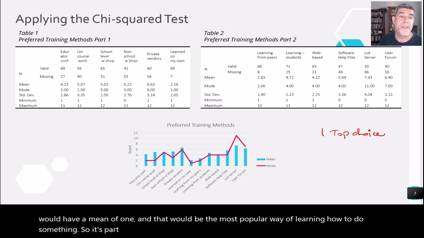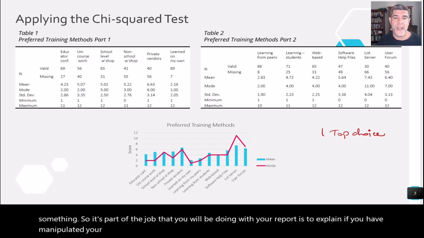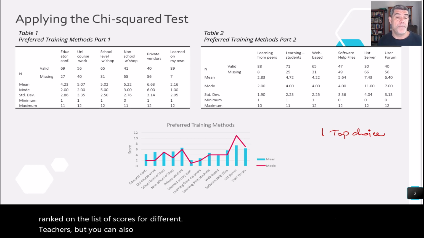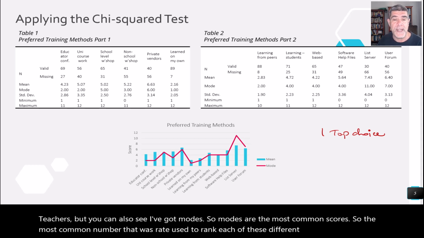Part of the job that you will be doing with your report is to explain, if you have manipulated your data in some way, what that actually means. Now you can see there is a mean score, but you can also see I've got modes. So modes are the most common scores. So the most common number that was used to rank each of these different areas of training.